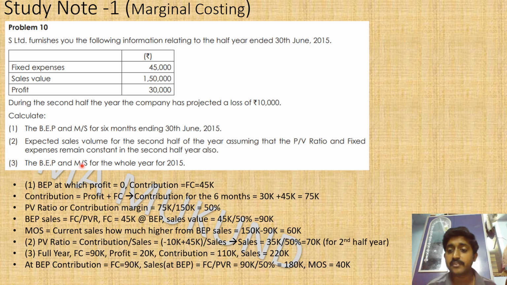Next, margin of safety. For any margin of safety, you need to know the sales. For the first half of the year, 1,50,000 is the sales. For the second half of the year, 70,000 is the sales. 1,50,000 plus 70,000 is 2,20,000, the full year sales, and break even point sales is 1,80,000. So how much are we safe? 2,20,000 minus 1,80,000 is 40,000. So margin of safety is 40,000.